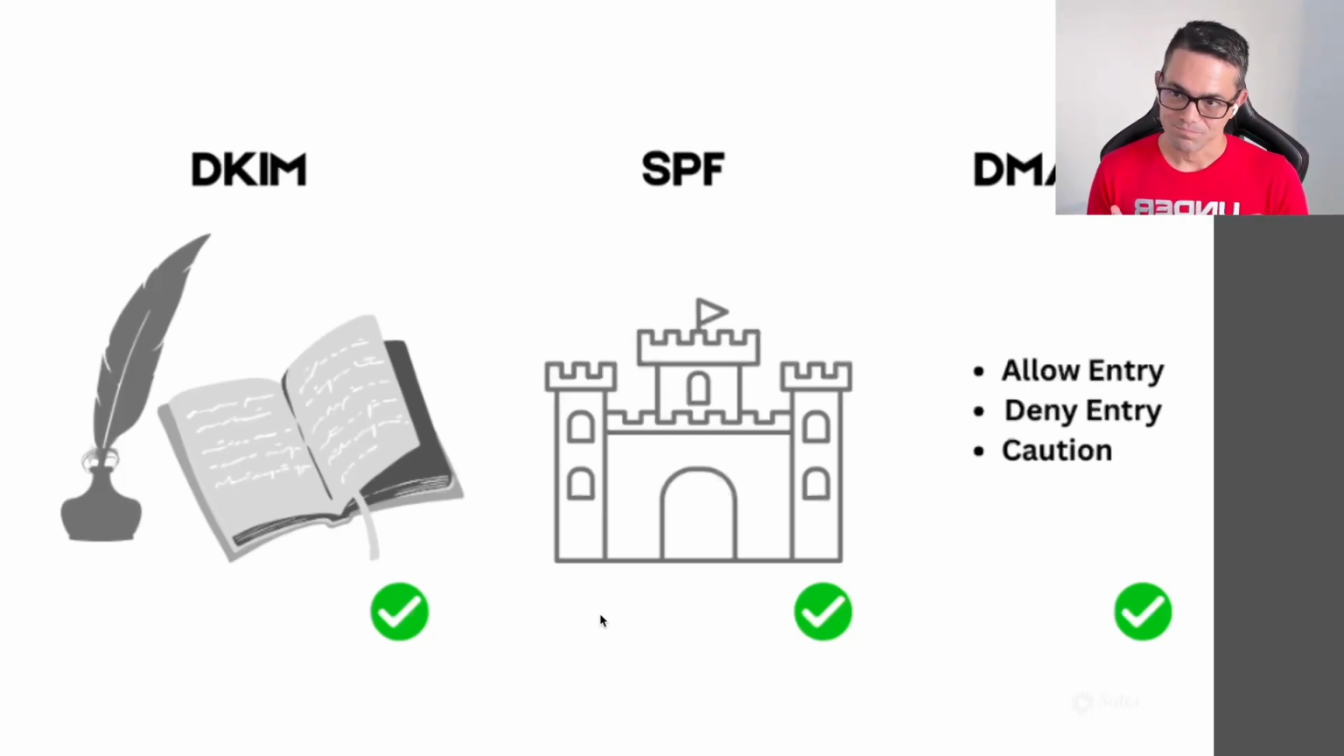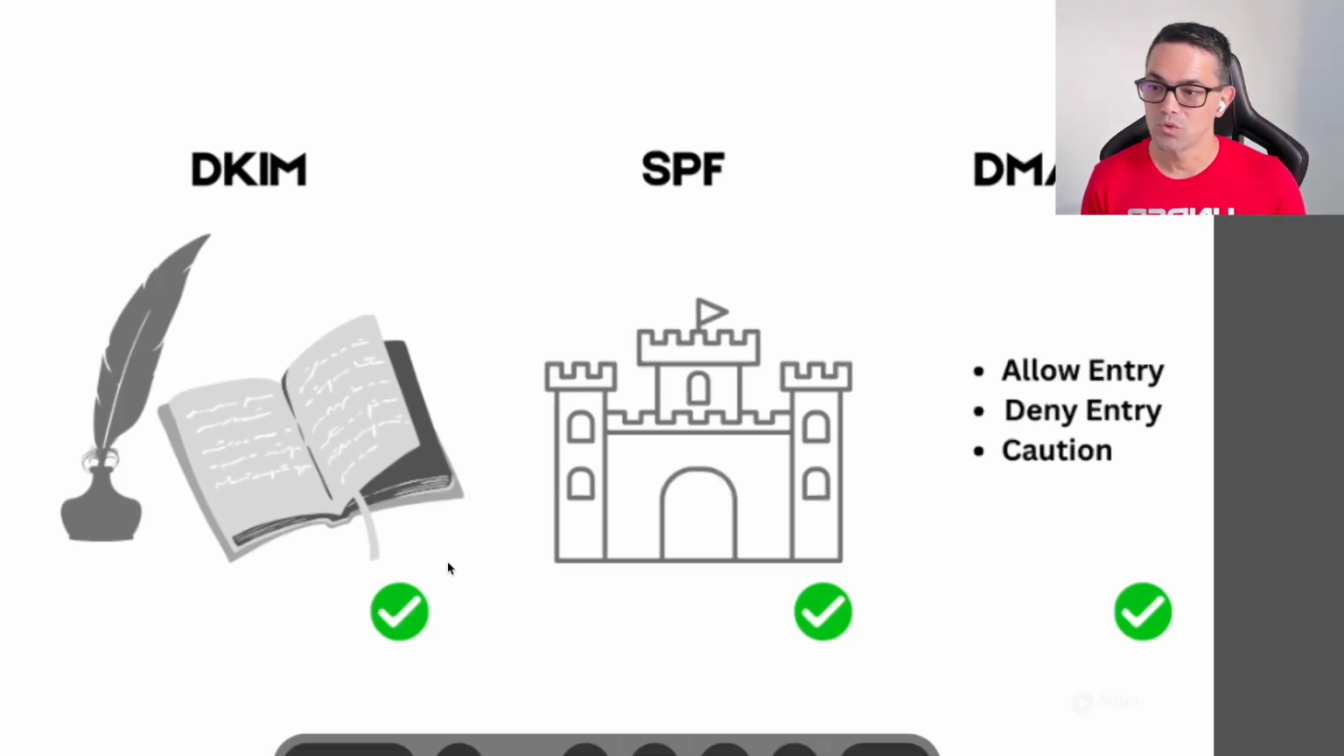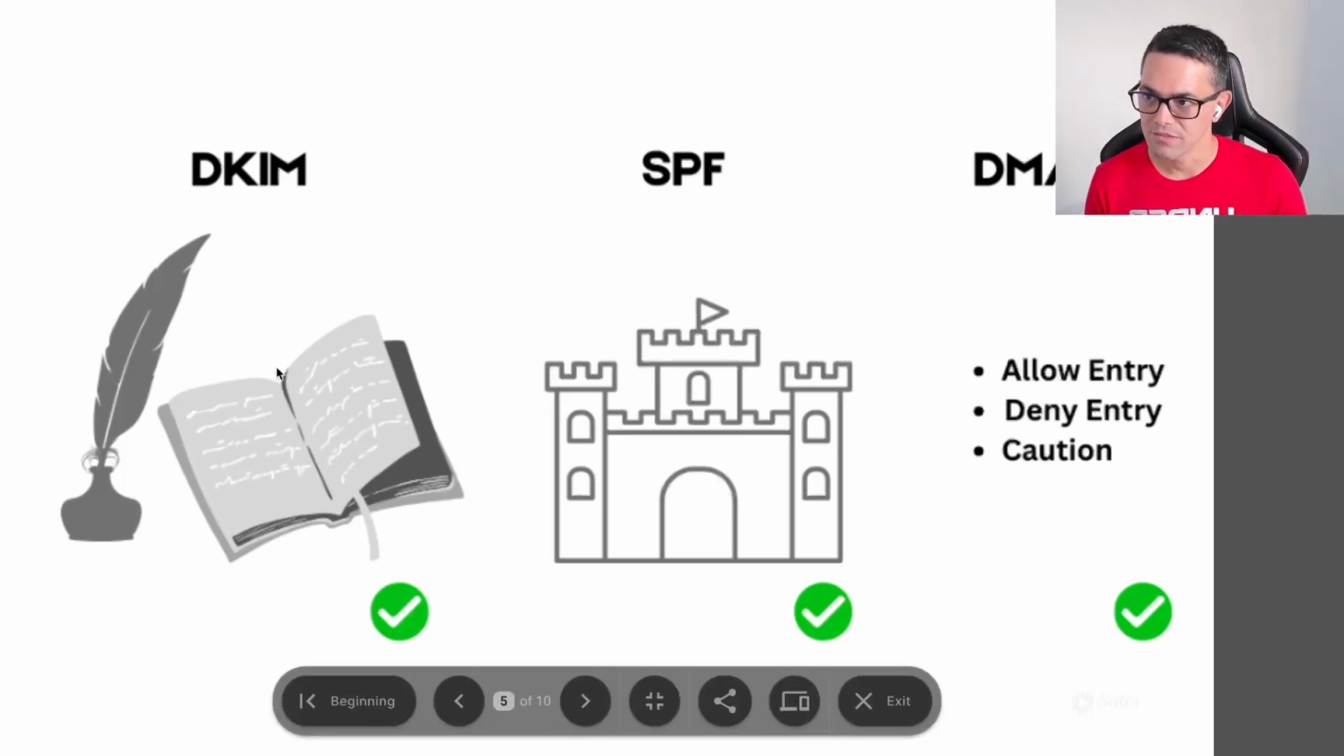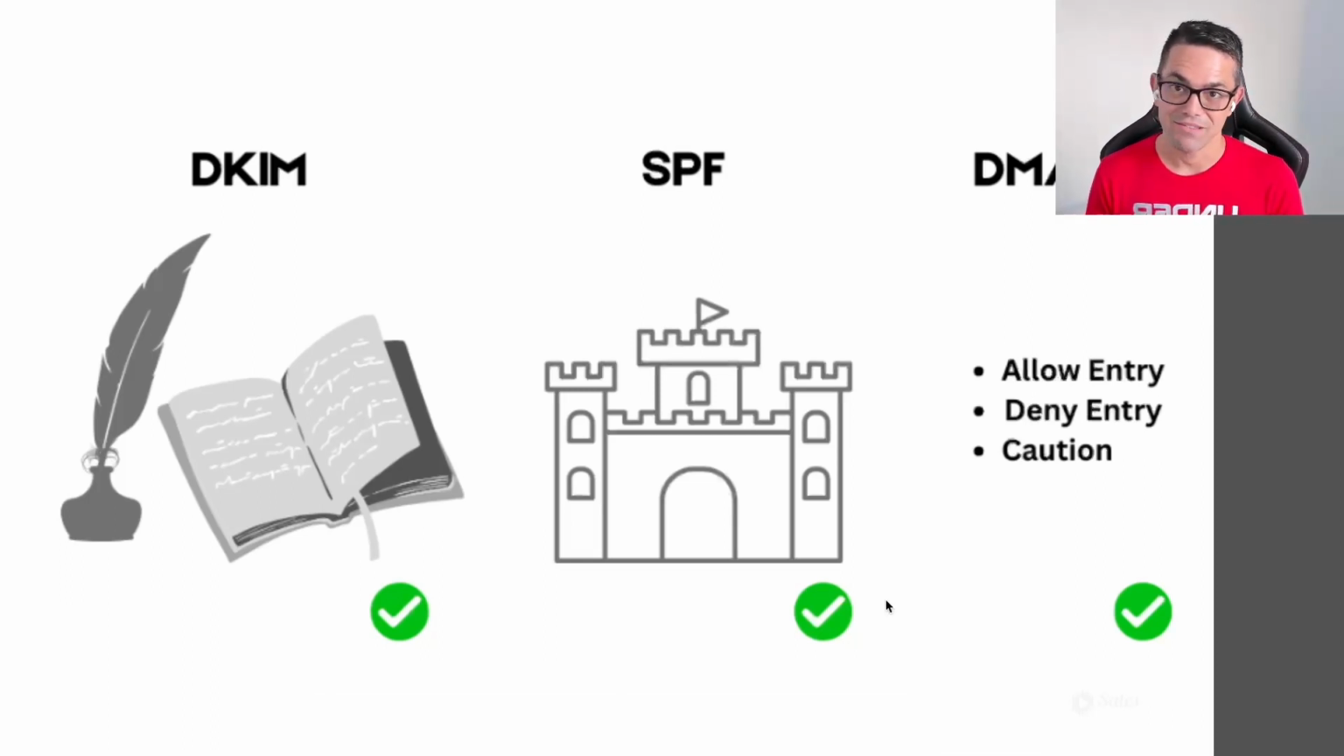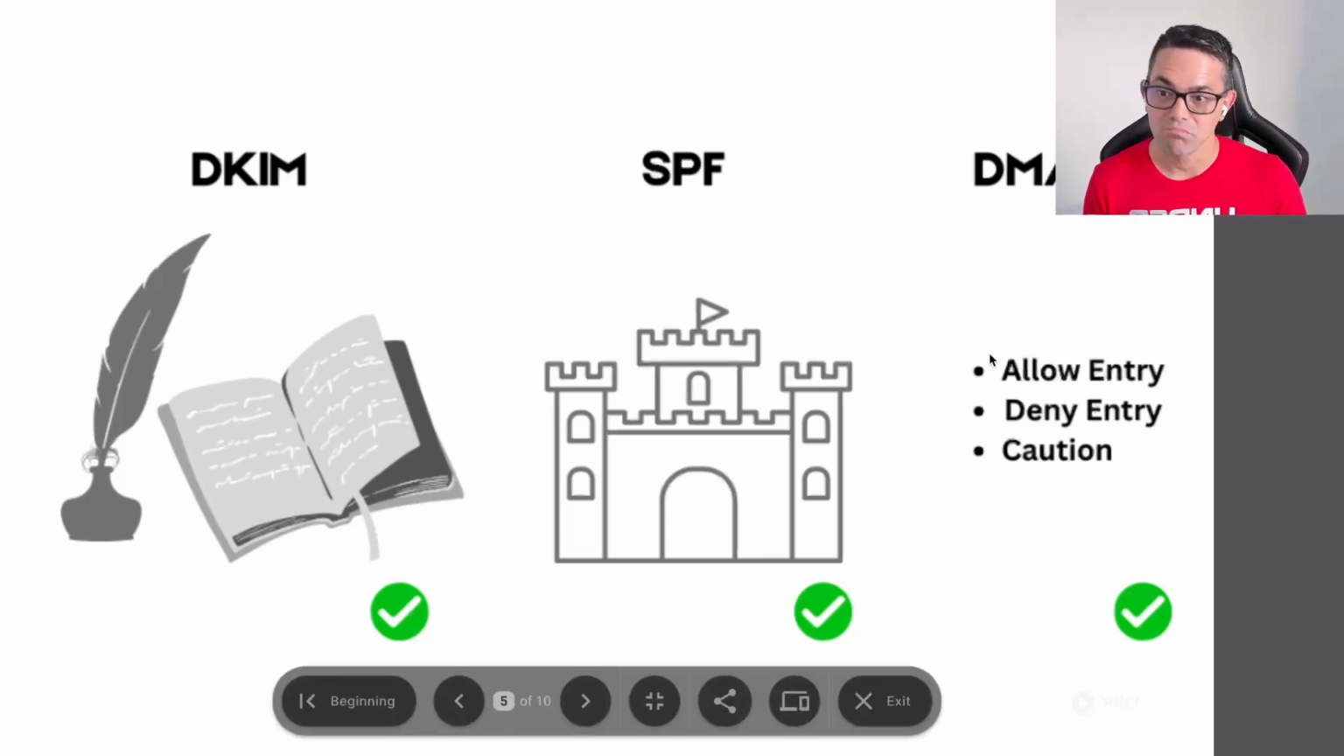Then DMARC will check and say, okay, DKIM is in place. Then it will check SPF and say, yep, the person delivering that letter has their name inside the castle's trusted messenger list. So then DMARC will say, okay, we're going to allow entry.